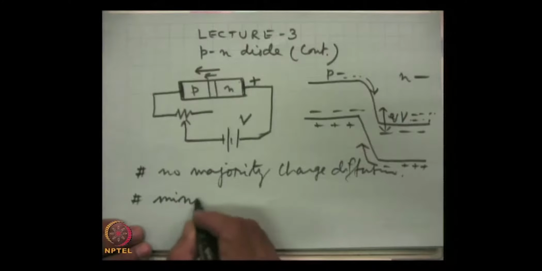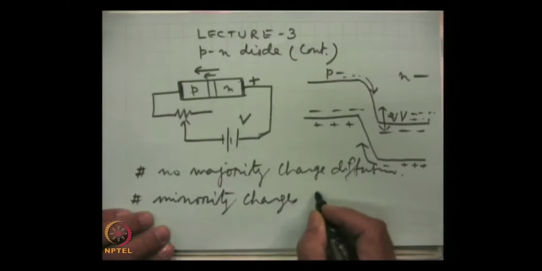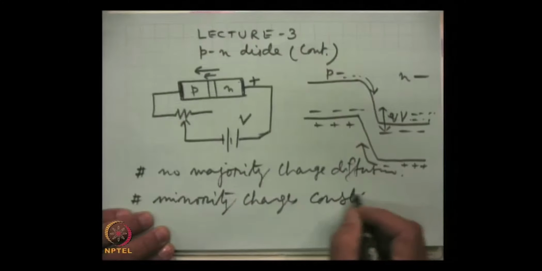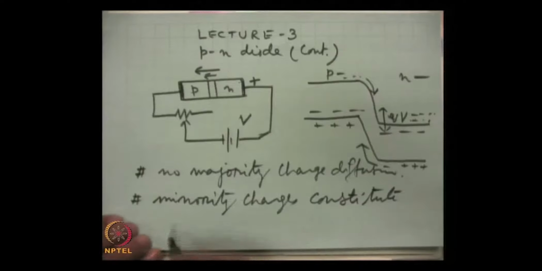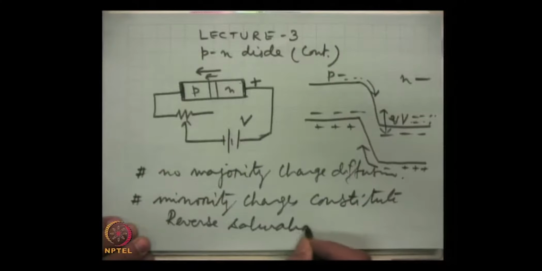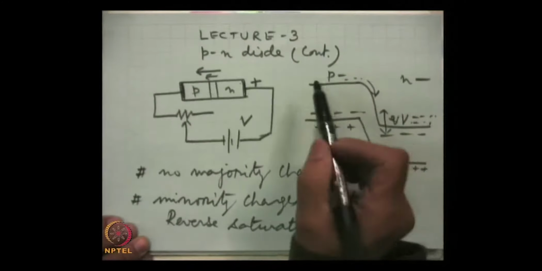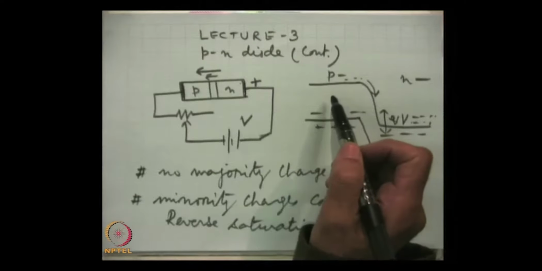Now, so minority charge carriers constitute reverse saturation current. Now, which minority charge carriers? The minority charge carriers, actually, are all thermally generated.